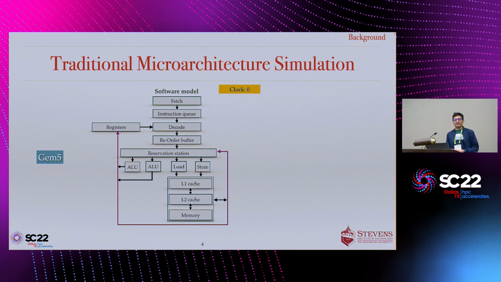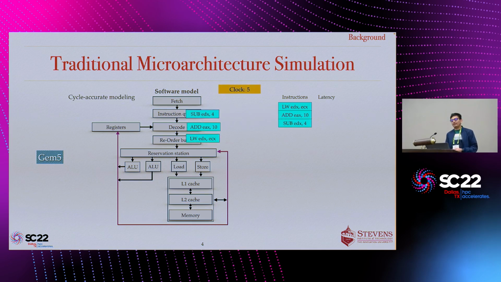gem5 is one of the popular microarchitecture simulators, and it implements a software model which you have to develop yourself in gem5 for the microarchitecture configuration that you want to simulate. For simulation, we can take an example of the 619 benchmark, which is compiled, and then we can get instructions. Here I have 3 instructions, and our goal is to predict the latency of all these 3 instructions.